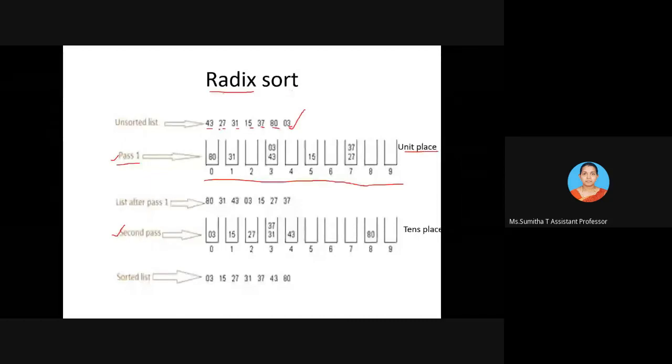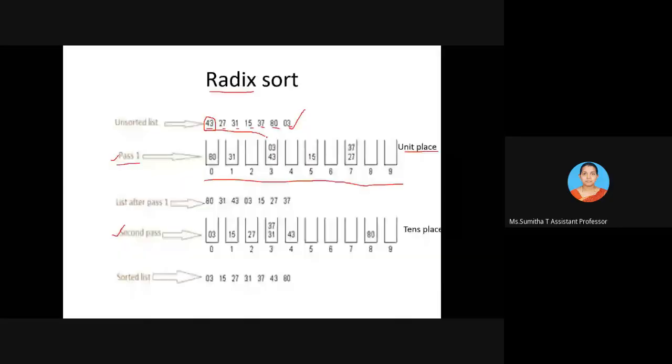So please tell me which one. Here the unit place is 3, right? I'm taking the element 3, so I put it in the third bucket like this. And the next element is 27. So the unit place is 7. I put the particular element in the 7th bucket.